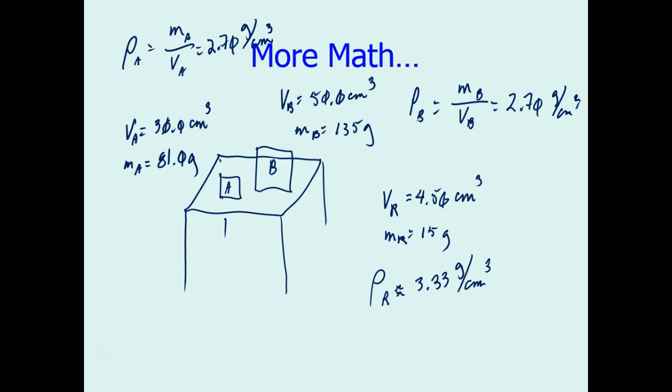The third digit, look to the right. If it's less than 5, leave it as it is. If it's more than 5, bump this up a lot. 5 or greater, bump it up. All right.